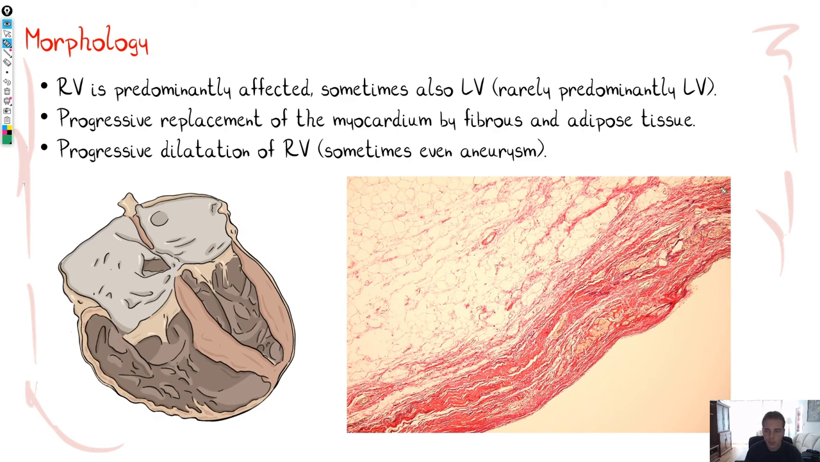If you look at this picture, this is Weigert van Gieson staining, which stains fibrous tissue in red color and muscle tissue in yellow or orange color. And this is the wall of the right ventricle. And you can see that there are just small remnants of the myocardium. The whole wall is replaced by fibrous tissue and fatty tissue. And such a ventricle is very thin, it cannot work properly, and subsequently it will dilate.